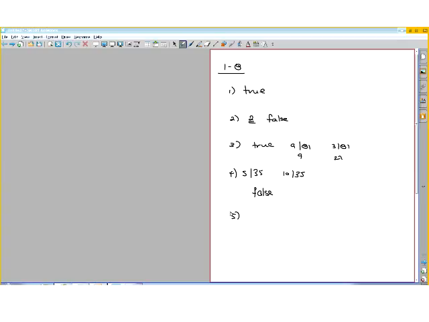Number 5, 1 is the least prime number. Well, actually, 1 is not a prime number, so it's not the least prime number. The least prime number is 2. So 1 is not a prime number, and that's why it's not the least. 2 is the least prime number.